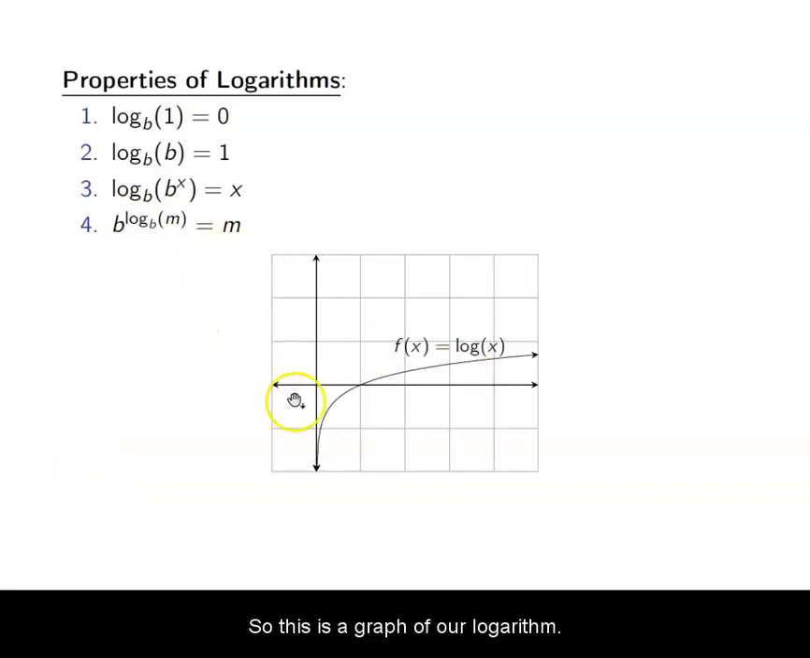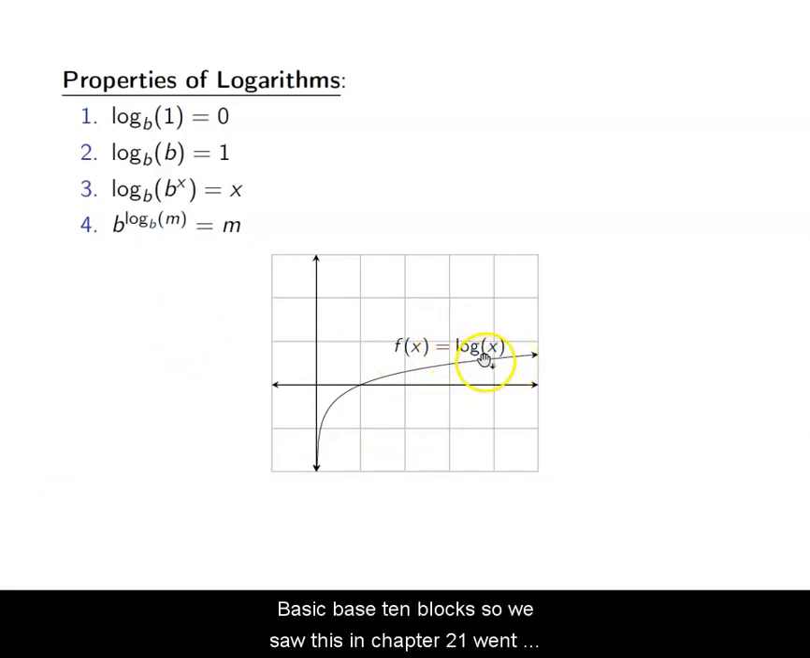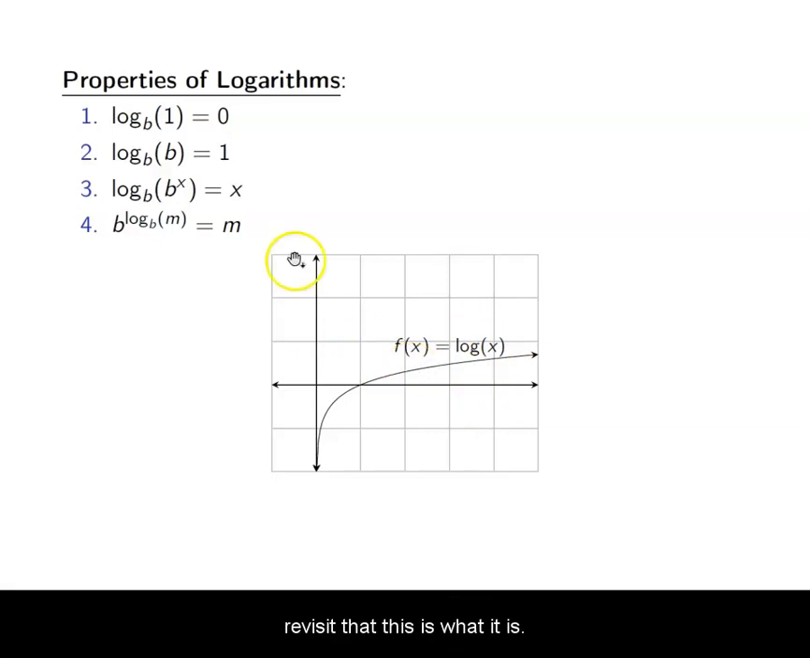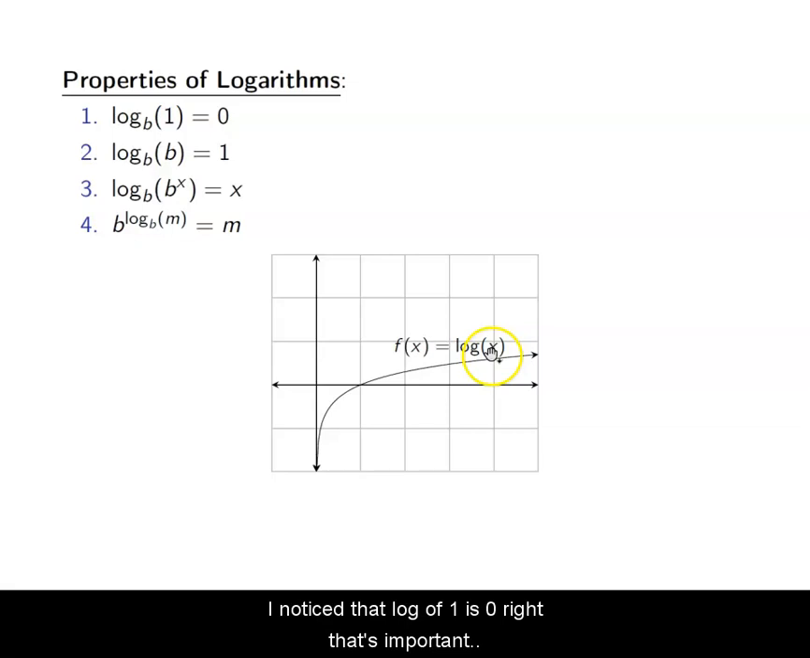Okay. So this is a graph of our basic base 10 log. We saw this in chapter 2 when we went over the library of functions, I think it was 2.2. But just to revisit that, this is what it is. Notice that log of 1 is 0, right? That's an important value, because that's what happens when you plug in 1, because of the way that exponential functions work. We cannot plug in any negative values, right?